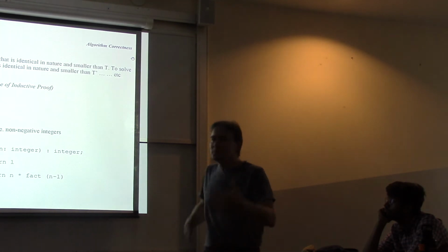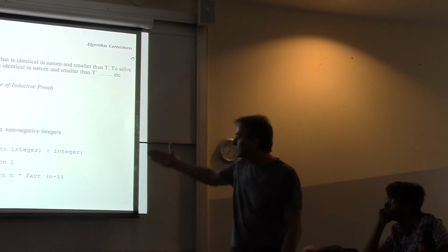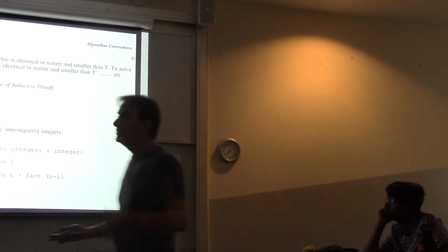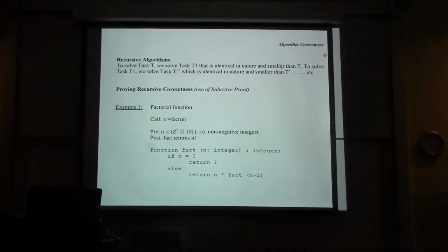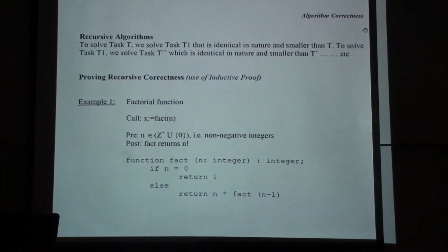What's the base case? The base case is like the basis. It's the value that can be evaluated directly. So what's the base case in this particular function? When n is equal to 0. So the base case is if the parameter is 0, it returns 1. Why? Because 0 factorial is equal to 1 by definition.